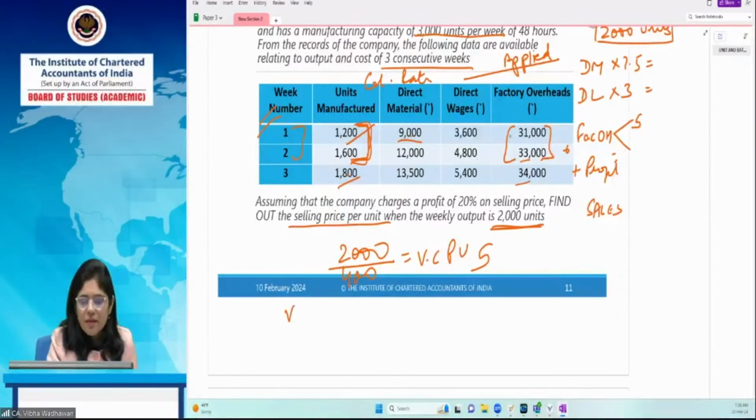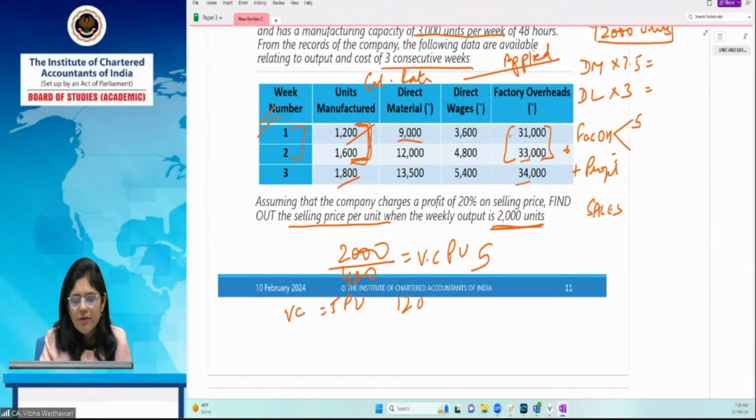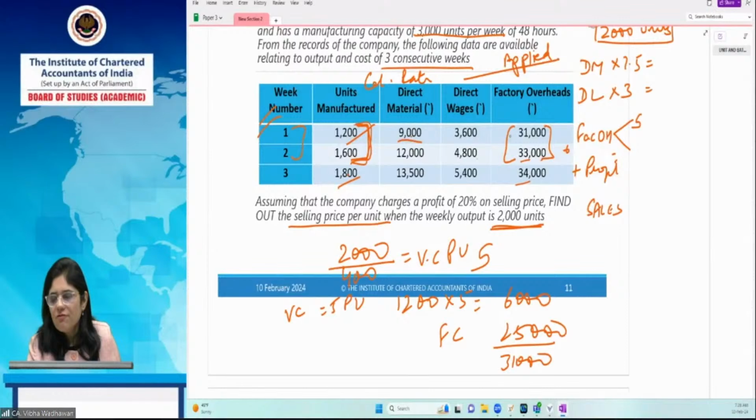If variable is 5 per unit, and units are 1200, I'm talking about week 1, units are 1200 into 5. So it's 6,000. Variable cost is 6,000. Total is 31,000. So the fixed cost comes to 25,000. Fixed cost is 25,000. All right.